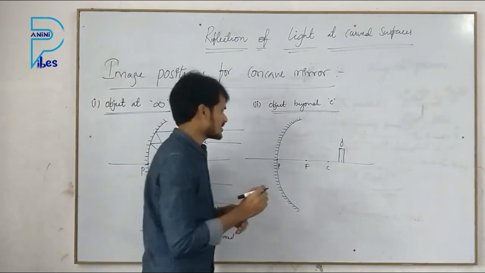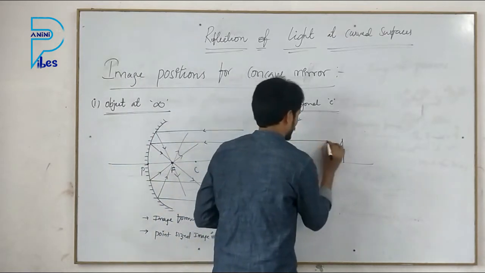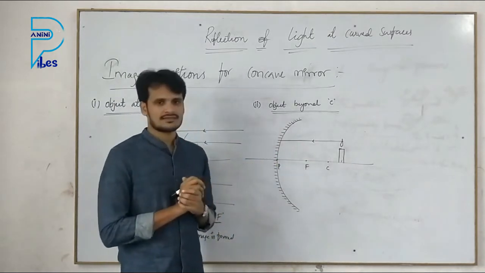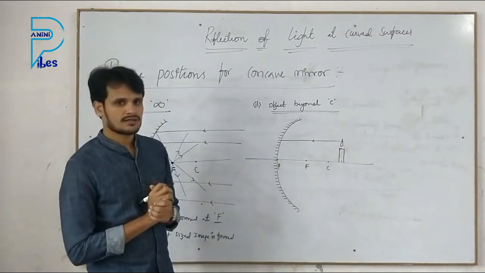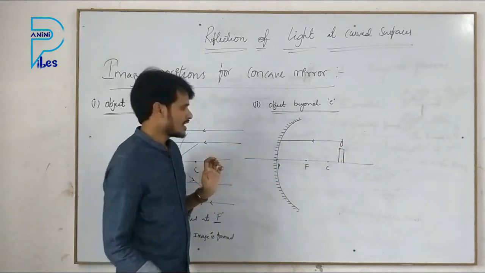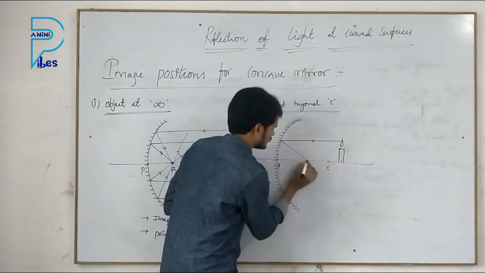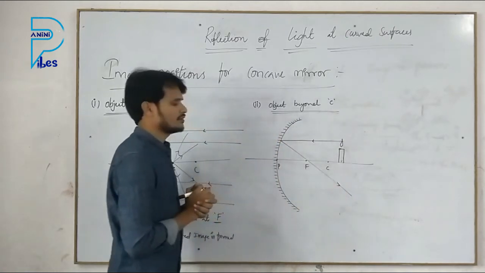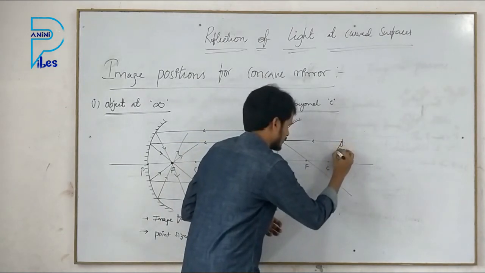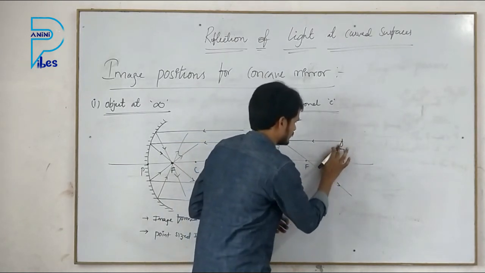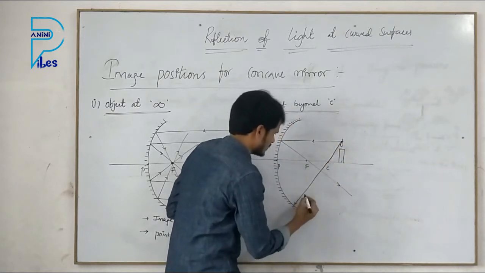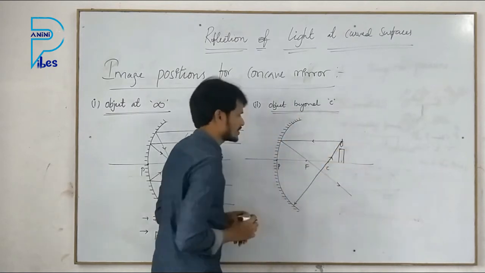So just imagine the two rays are coming from the candle flame. The first ray is coming from the tip of the flame. That ray is parallel to the principal axis. It strikes the mirror and is reflected back through the focus. And the second ray is also coming from the tip of the object. It is passing through C, strikes the mirror and is reflected back through C only.